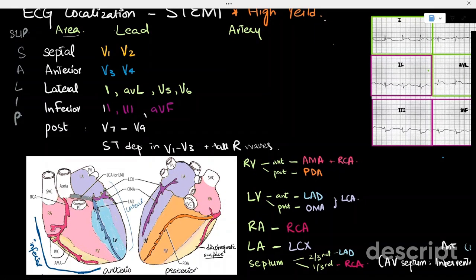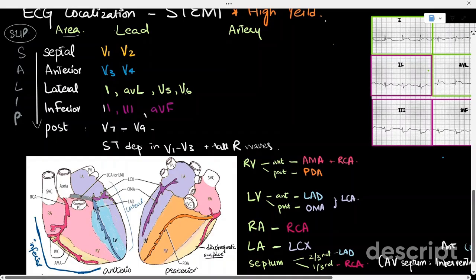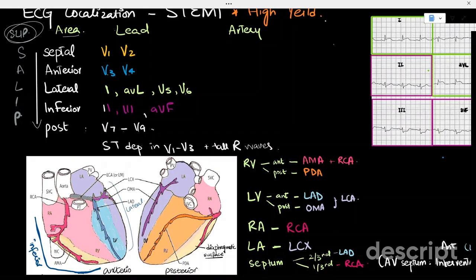So the infarct location is always in correspondence to the lead placement and the artery which is occluded. Let's remember it by some mnemonics. So just remember V1, 2, 3, 4, 5, 6, and 7, 8, 9. It goes in that order. So let's remember the order of the infarct area by the mnemonic, which is in a Desi accent, let's call it SALIP. So S for septal, A for anterior, L lateral, I inferior, and P posterior.